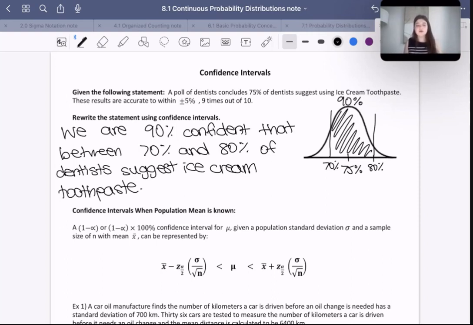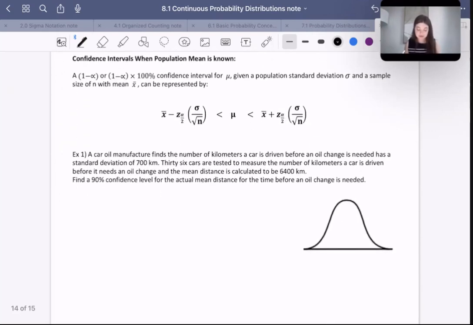We spoke a little bit about confidence intervals last time, but this time I want to go into a bit more detail of what I mean by confidence intervals. So let's talk about confidence intervals when the population mean is known. So a 1 minus alpha, or 1 minus alpha times 100 confidence interval for mu, given a population standard deviation, sigma, and a sample size n with a sample mean of x bar can be represented this way.